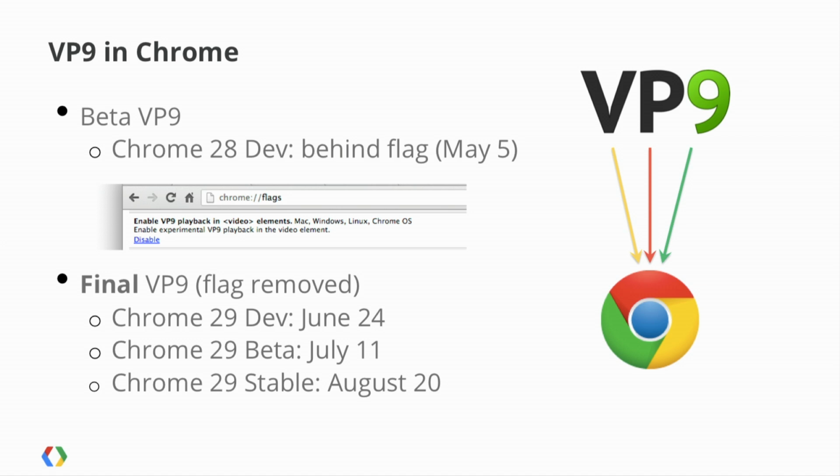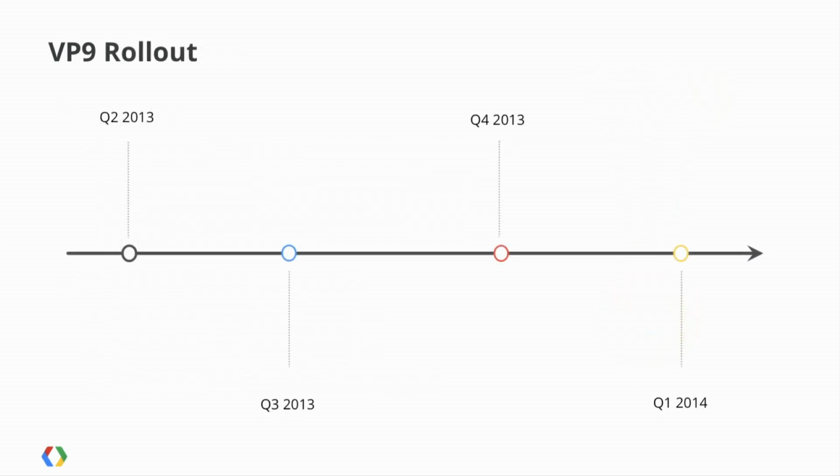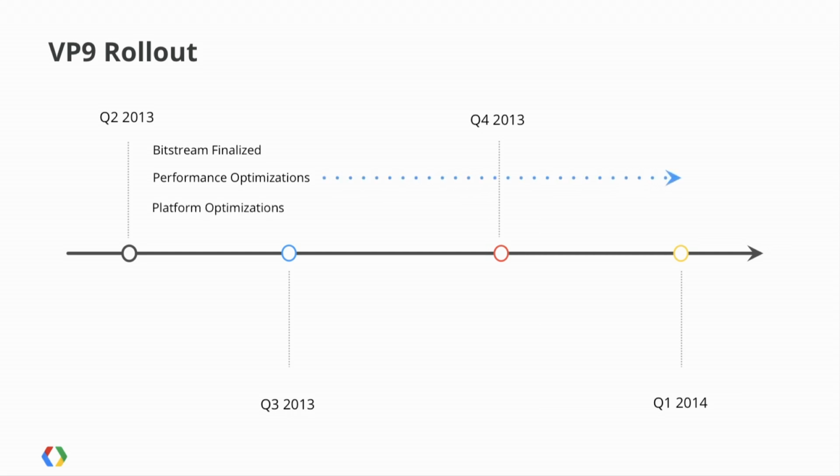In terms of final development activities that we're going to be working on, after the bitstream is finalized in the middle of June, we're going to be focusing on optimizations both for performance and for platform. And so what that means is we'll be working on making sure that the encoder is optimized for a production environment. Obviously, something that's very important to YouTube as YouTube moves to supporting VP9, is that the decoder is sufficiently fast to play back on many of the PCs that are out there.